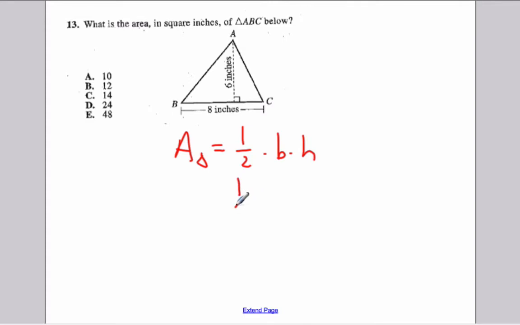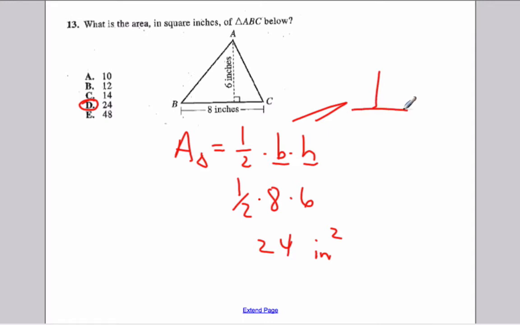And in this case, our base is 8 inches and our height is 6 inches. So half of 8 is 4 times 6 is 24. So our area is going to be 24, or D square inches, or inches squared. A couple of things to remember here is that when we talk about area, your base and height always have to be perpendicular. That's why this little box here was important. We need to make sure that they are perpendicular.